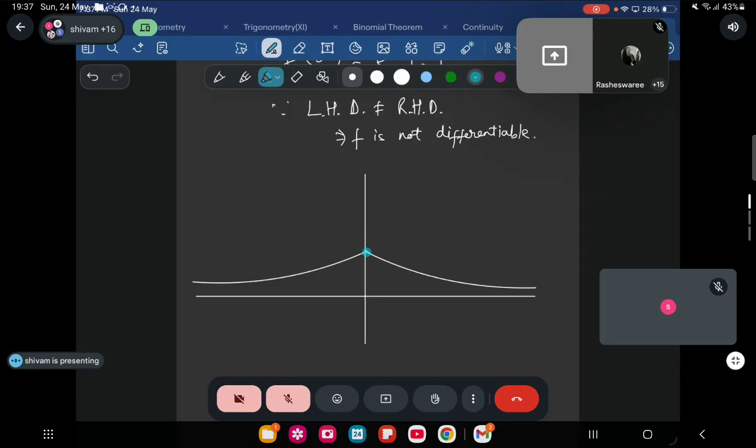Tell me. Since I have drawn the graph, can anyone tell me what is the range of this function? Raise your hand, tell me.